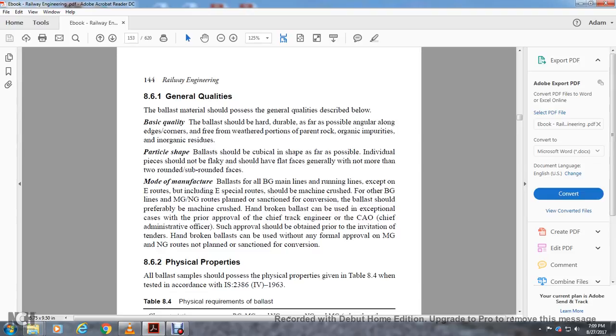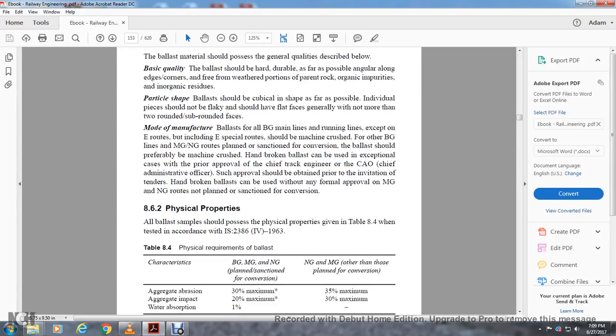Hand broken ballast can be used in exceptional cases with the prior approval of the chief track engineer or the chief administrative officer. Such approval should be obtained prior to the invitation of the tender. Hand broken ballast can be used without any formal approval on meter gauge or narrow gauge routes not planned and sanctioned for conversion.